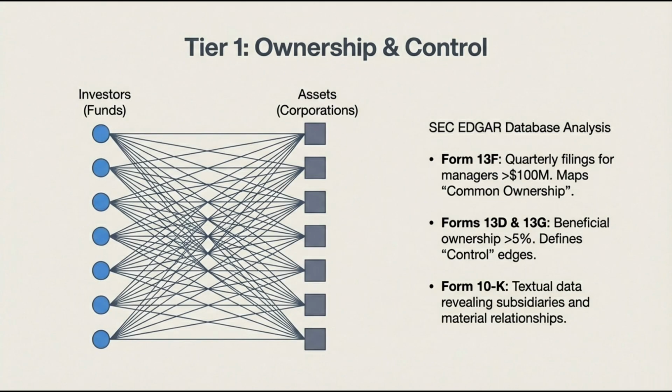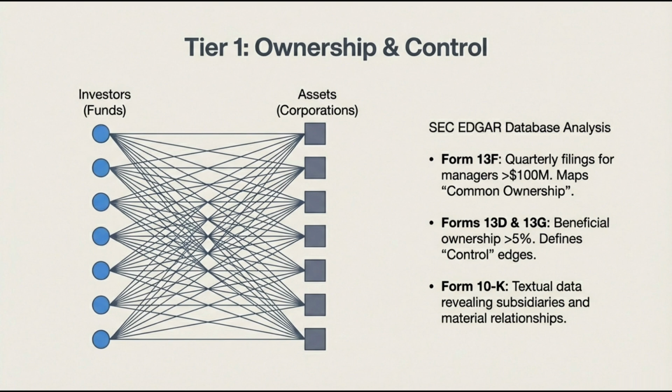Ownership and control networks built from SEC EDGAR data. The diagram on the left is bipartite, meaning it has two different types of nodes. On one side are investors, often funds, and on the other side are assets or corporations. The links represent ownership relationships.